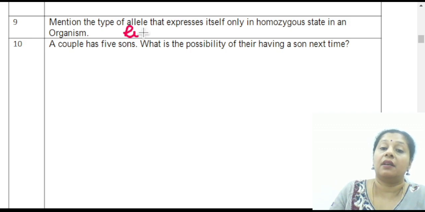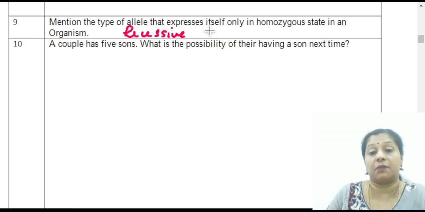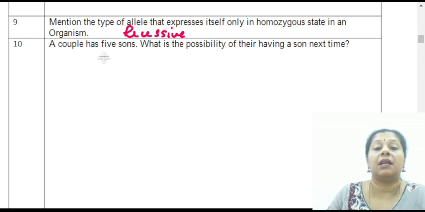So if an allele is a recessive trait, then definitely it will be expressed only in the homozygous state, because in heterozygous state only the dominant character will be expressed. A couple have 5 sons. What is the possibility of their having a son next time?